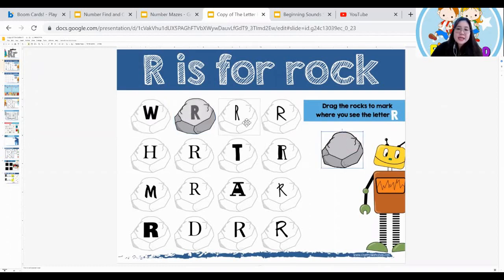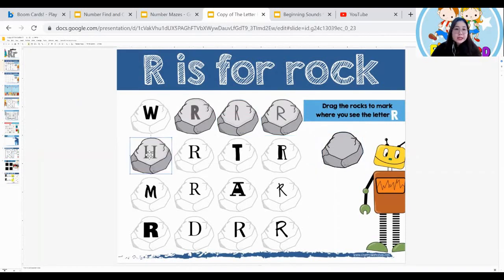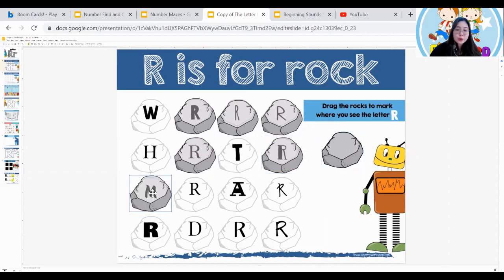Yes, it is. Capital letter R, another yes. Capital letter R? Yup. Capital letter R? No, it's the letter H. Capital letter R? Yes. Capital letter R? No. Capital letter R? Yes. Capital letter R? No, it's letter M. Good job. Capital letter R? Yes, it is. This one, is this capital letter R? No, it's the letter A.